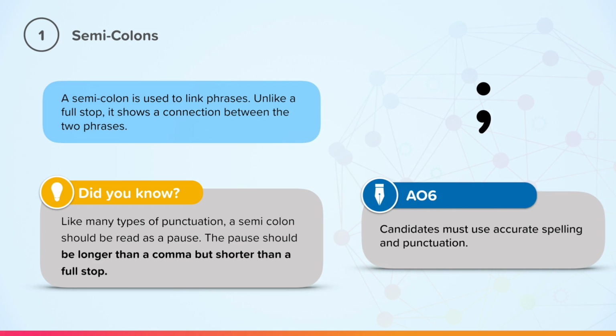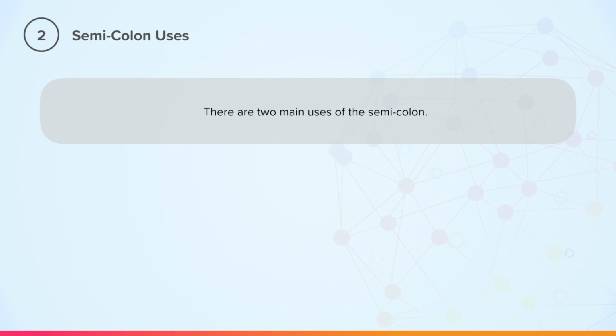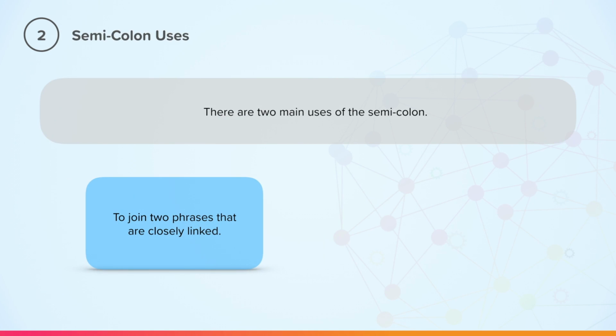Just to remind you that in your exam, you'll be assessed on Assessment Objective 6, and that says you must use spelling and punctuation accurately. There are two main uses of the semicolon. The first is to join two phrases that are closely linked. And you can also use it to separate complex lists.